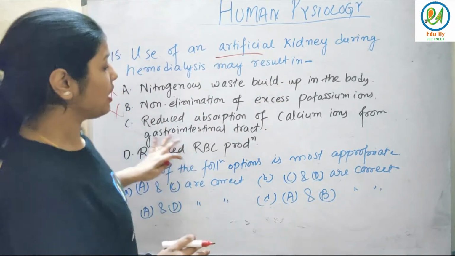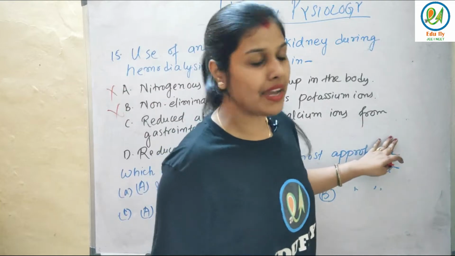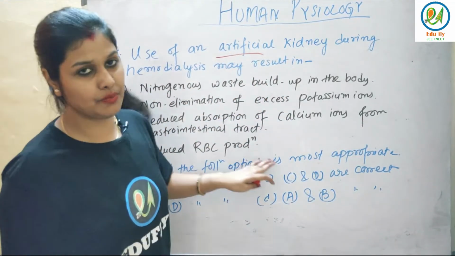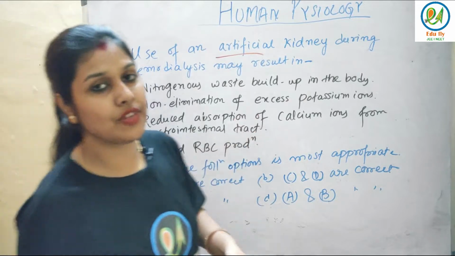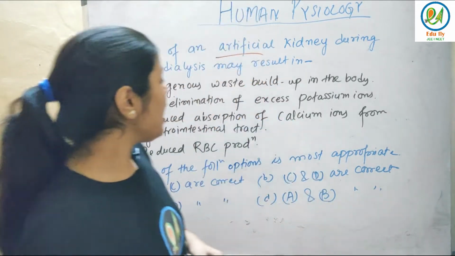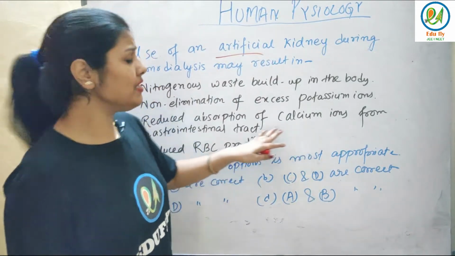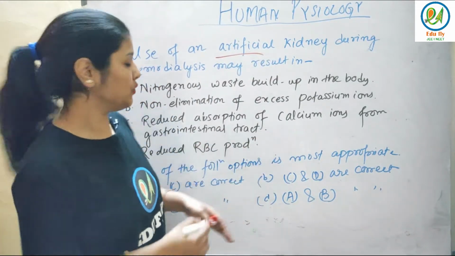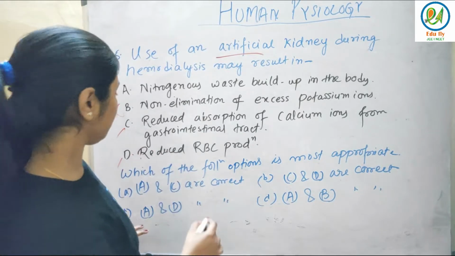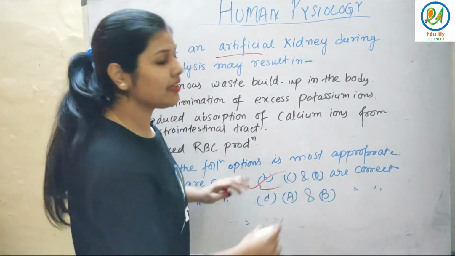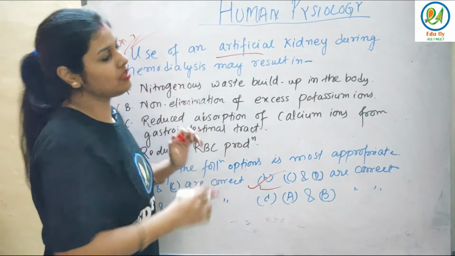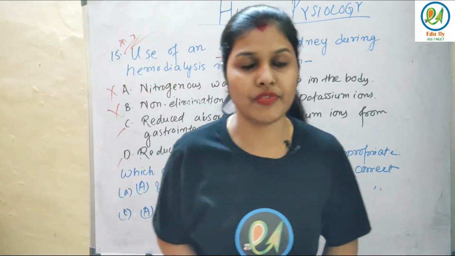See the third option: reduced absorption of calcium ions from the GI tract and reduced RBC production. See, in case of dialysis, RBC production is very reduced, and calcium ion absorption from the GI tract is also reduced. So these two options are right, that is option number B, C and D are correct. So this is a very important question from the excretory system, which is part of human physiology.